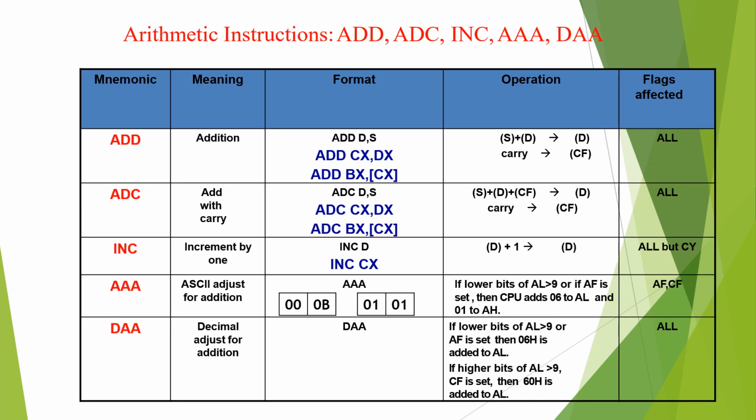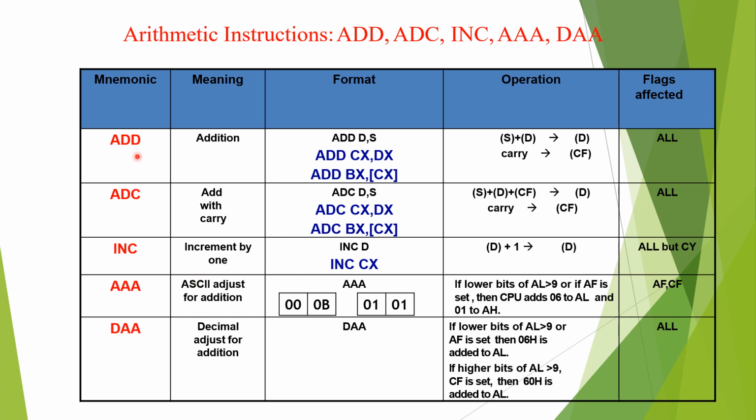Next, we are moving on to another category of instruction, arithmetic instructions. So we all know the basic arithmetic operations: addition, subtraction, multiplication, and division, and the other operations will be increment, decrement, and decimal adjust addition, ASCII adjust addition, and so on. So first we'll see the instructions with addition.